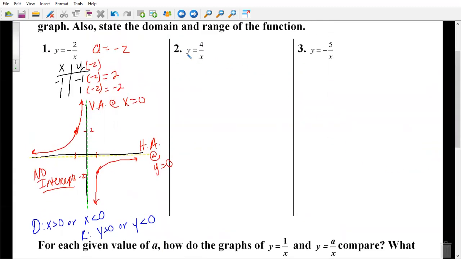All right, we're going to do number 2 together, and then I'm going to let you do number 3. On number 2, this time our A value is 4, right? A equals 4. So thinking about my parent function, and again, this could be done in your head, but when we're learning, it's good to write it out. A affects my Y value. So to each one of my Y values, I'm multiplying by 4. That gives me -4 and +4.